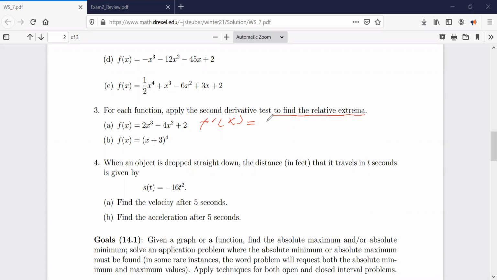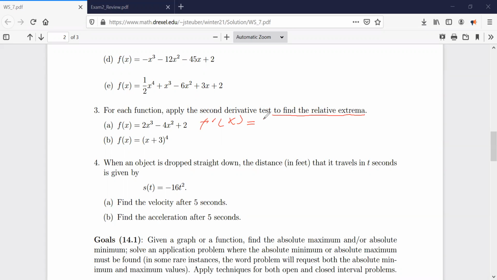So find relative extrema. Relative extrema can only occur at critical points, so where the derivative is equal to 0, or at the bounds of where things are defined. This is on the whole real line, so it can only be the critical points. So I need to find the first derivative, set that equal to 0, see what's going on there.